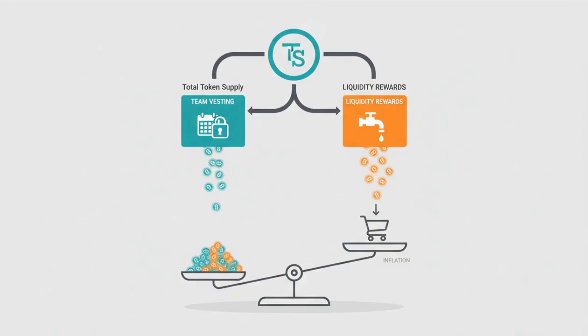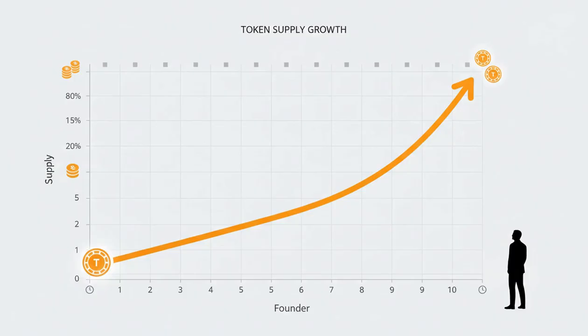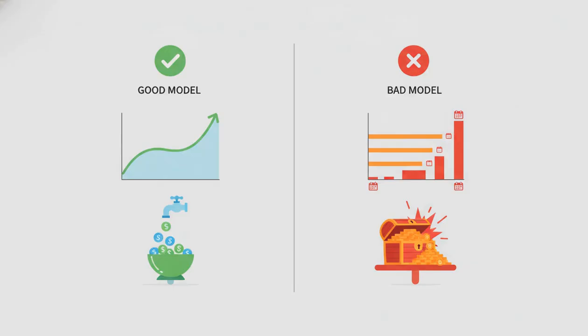All right, now we need to talk about the ghost in the machine, emissions and inflation. You might find it helpful to think of it this way. Every single time a team member's tokens vest or a liquidity reward is paid out, that's an emission. It's a new token entering the circulating supply. What I always do, and what I urge every founder to do, is to map this out in a simple spreadsheet for the entire 10-year journey. You want to see that curve. What you're looking for is a smooth, predictable emission schedule.